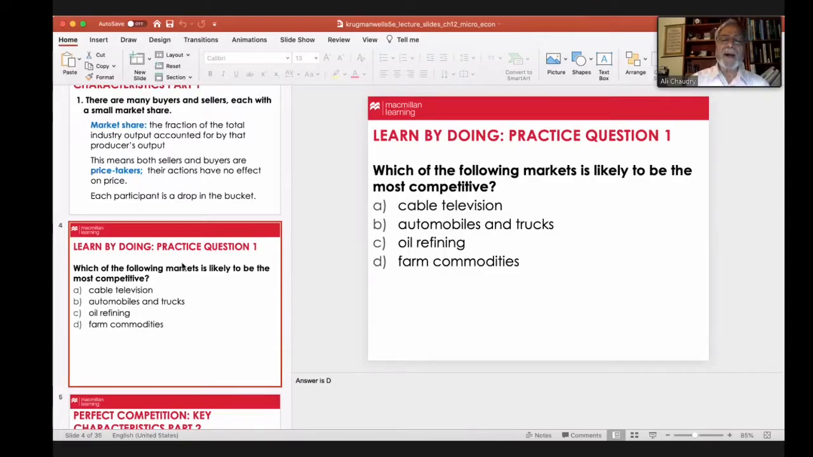So who would like to comment on the cable television industry? Define how many players there are, and does it fit the definition of a competitive market? I think the answer is B, because all the other responses, television, oil, and farming, all have to do with location, but automobiles and trucks can be located anywhere. So I'd be guessing that there's more players in the market.